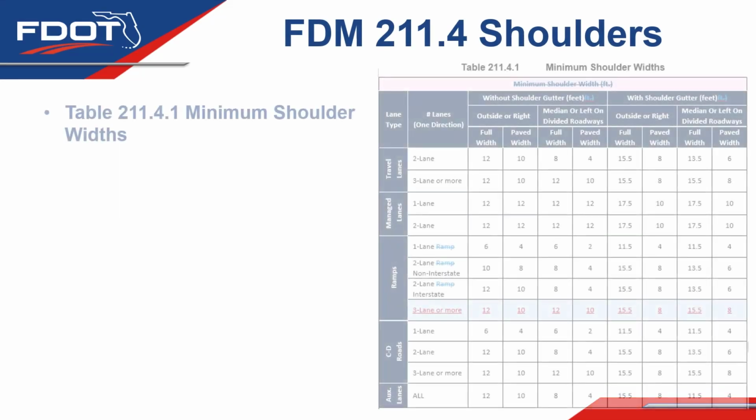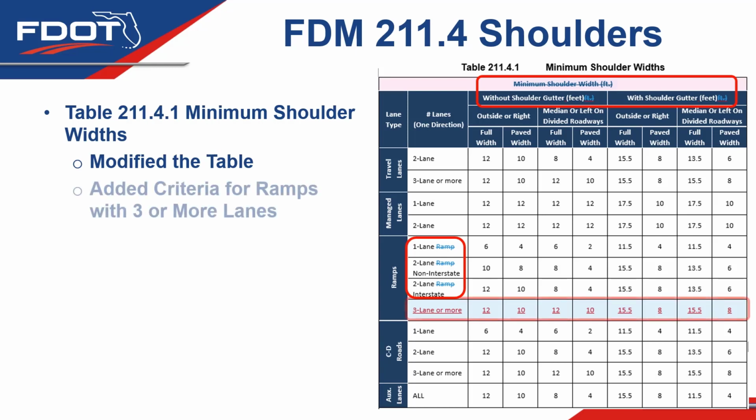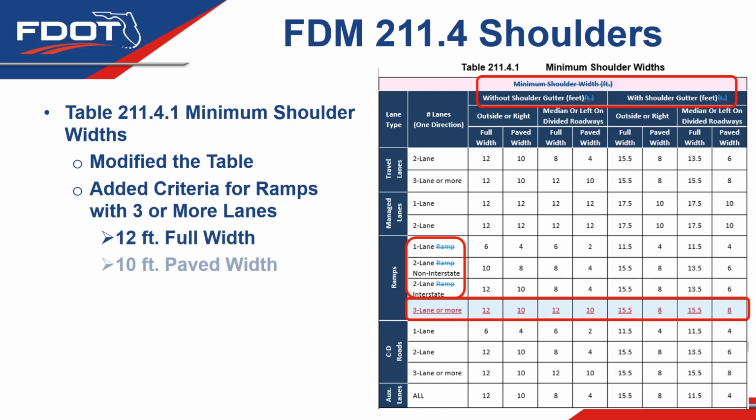Two major updates were made in the shoulder width section. The minimum shoulder width table was modified to accommodate a new row for ramps with 3 lanes or more. As I said earlier, 3-lane ramps are being constructed more and more on limited access facilities, and a shoulder width criteria was needed for these ramps.